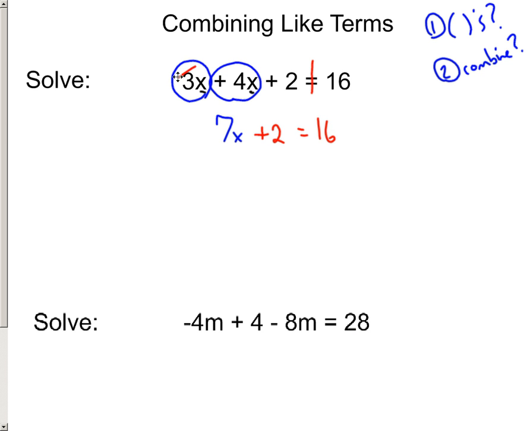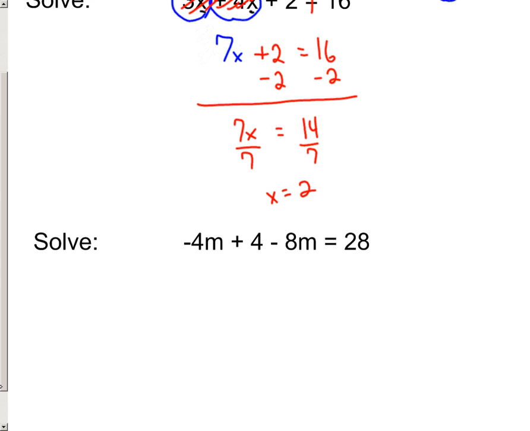So the 3x plus 4x is replaced by the 7x, and now we've got a two-step equation. And we go and we solve just like we always have. And we see that x equals 2. So let's go down here and let's try this one.